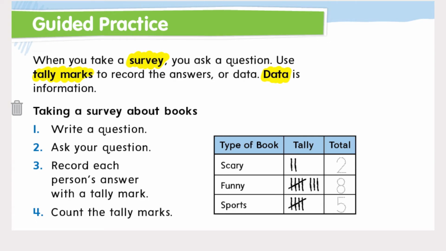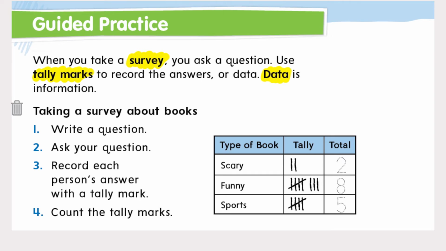So when you take a survey, you ask a question. Use tally marks to record the answers or data. Data is the information that you end up with. Some people call it data, some say data. Either way, same thing. It's information, usually numerical information or preference information, and is how we collect our data.